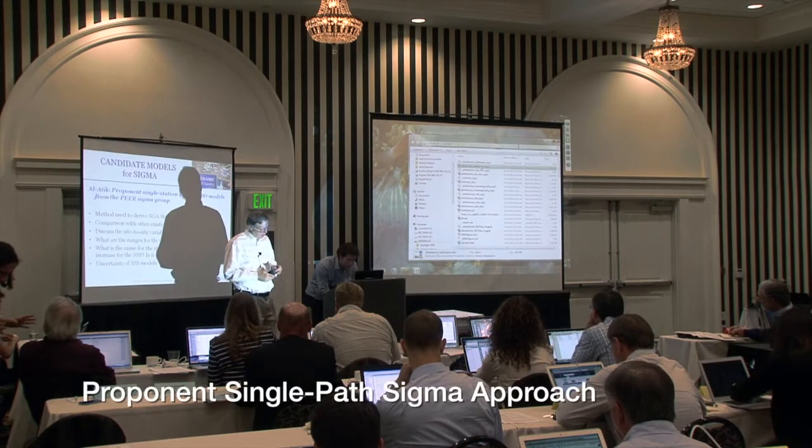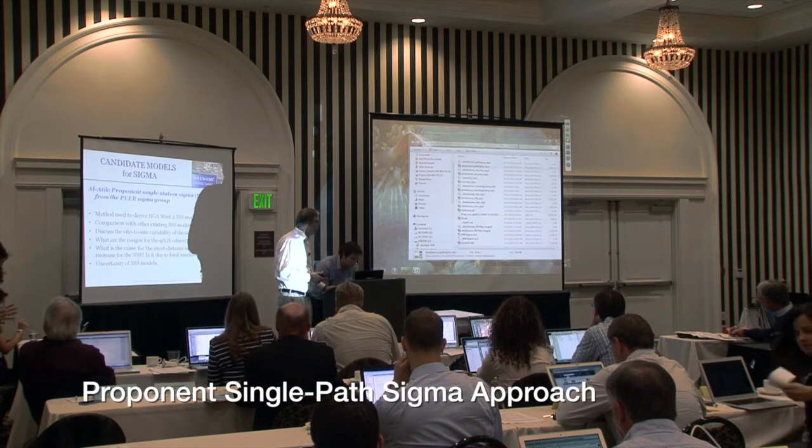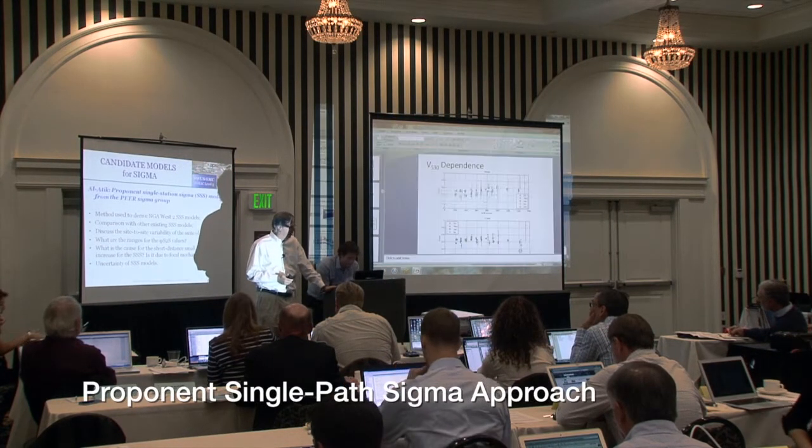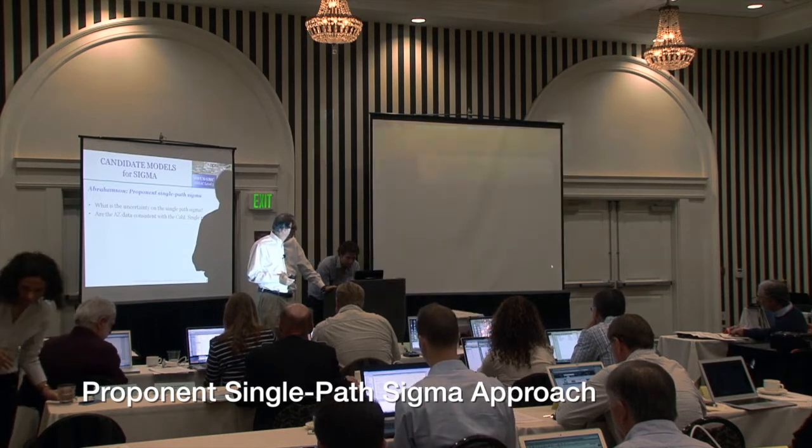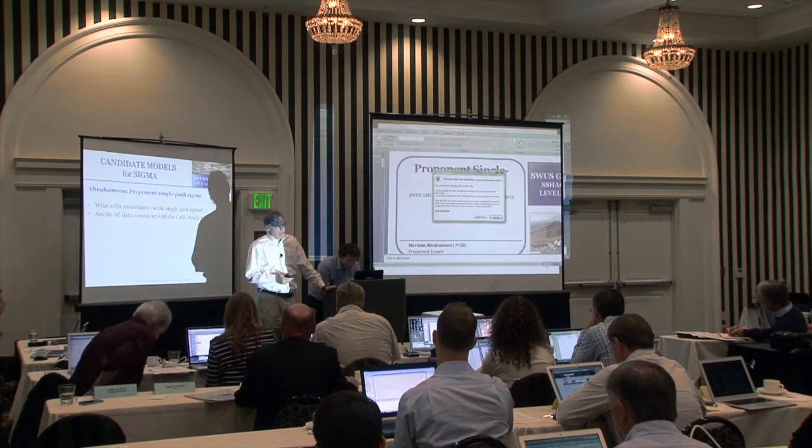So I will follow Linda with what are the models we have to do single path sigma, and how we could use them as they stand, and then point out some of the limitations as to the way that we're parameterizing the problem.